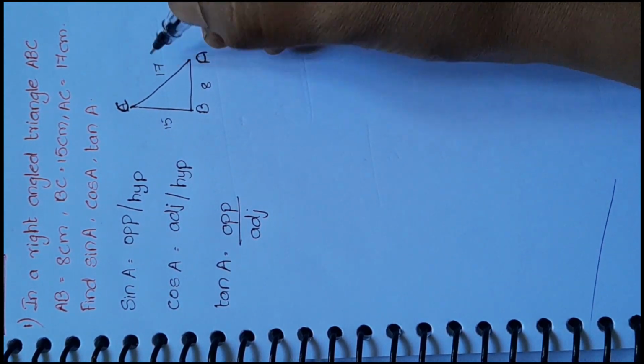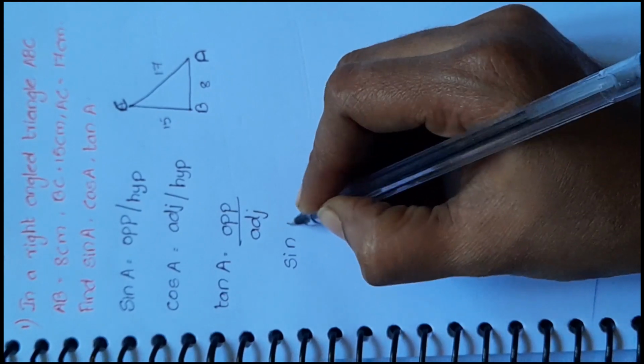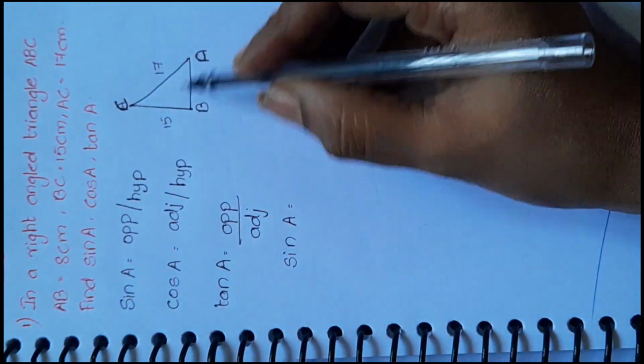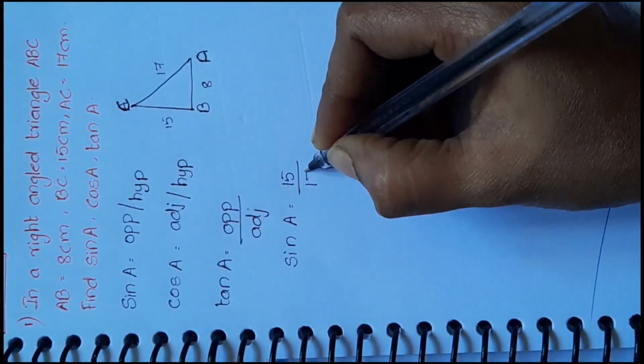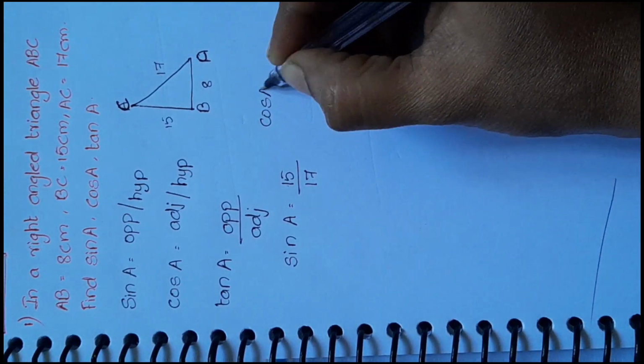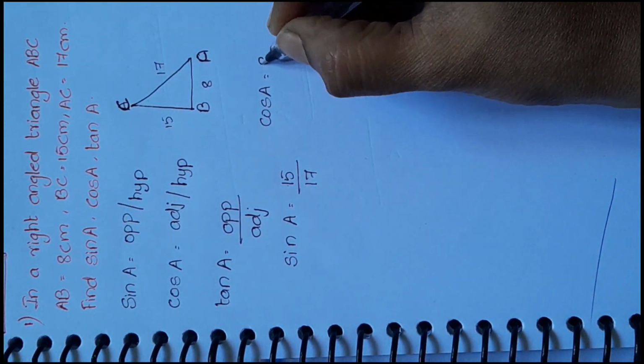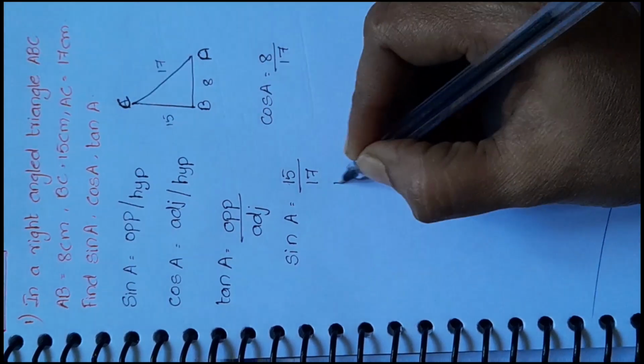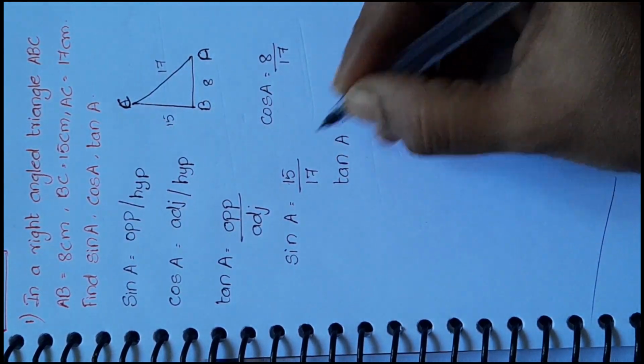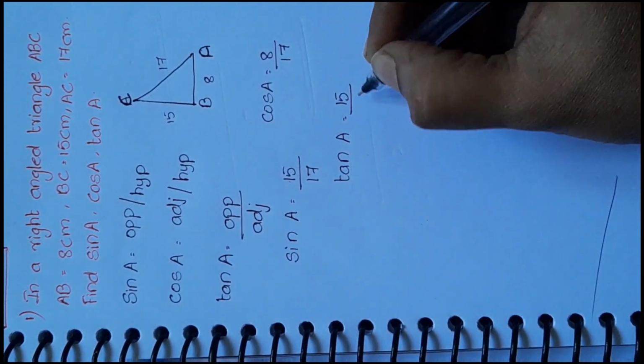AC is 17 centimeters. Now sin A value is opposite side by hypotenuse. Opposite side is 15 and hypotenuse is 17. And cos A value is adjacent by hypotenuse. Adjacent side is 8 and hypotenuse is 17. And tan A value is opposite by adjacent. Opposite is 15 and adjacent is 8.